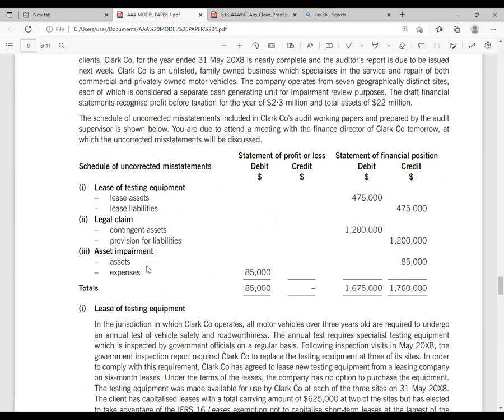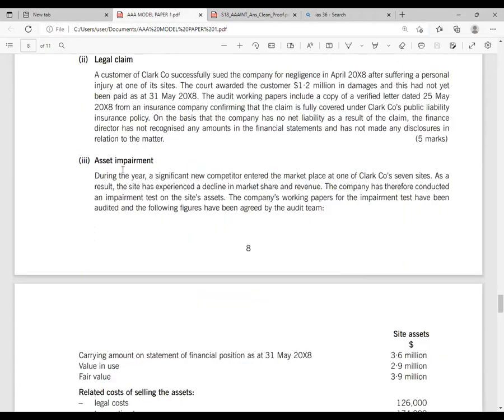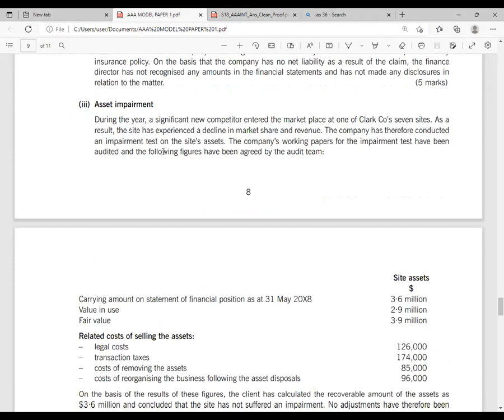I love asset impairments. It's found in IAS 36. I can see an amount of 85,000 here, which is an error, uncorrected statement. So what have they told us about this asset impairment? During the year, a significant new competitor entered the marketplace at one of Clark Company's 7 sites. As a result, the site has experienced a decline in market share and revenue. The company has therefore conducted an impairment test on the site assets.